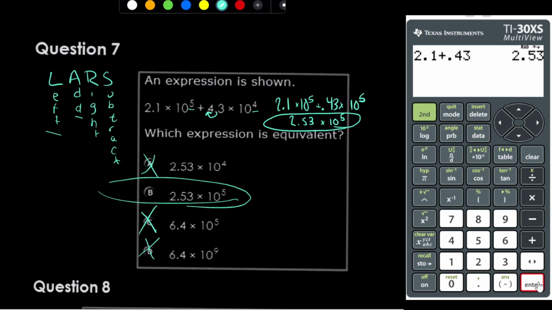Or, if the calculator works, use the calculator. I don't care how good you are at mental math, use your calculator. They give it to you. It is a resource. It is not a crutch. It is a resource. Use it.